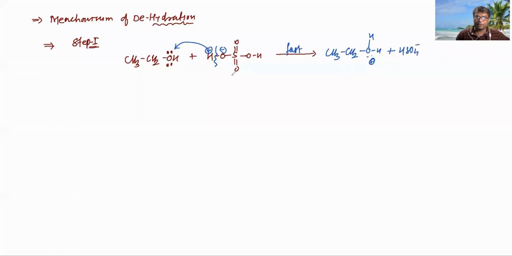Here HSO4- is a weak base, the byproduct. Here we get a protonated alcohol. In the second step, there is no direct removal of OH. OH is removed as a good leaving group in the form of H2O. That's why we first need to protonate the alcoholic group.